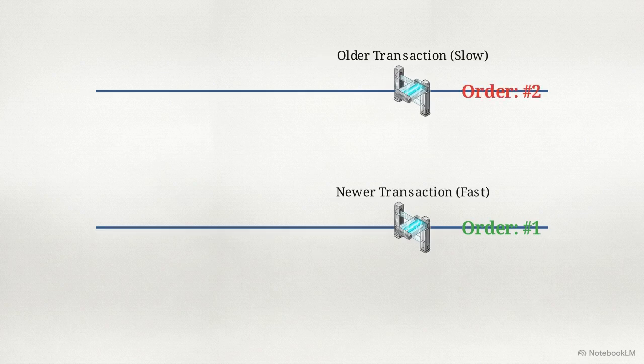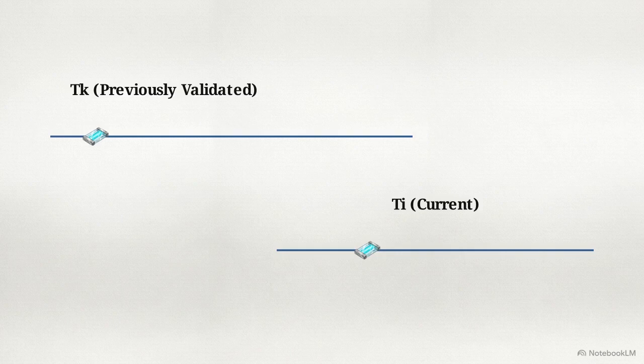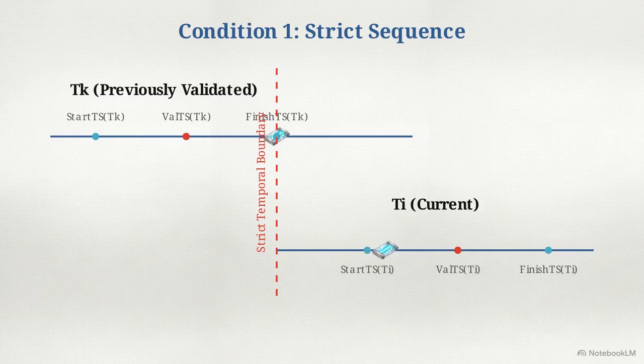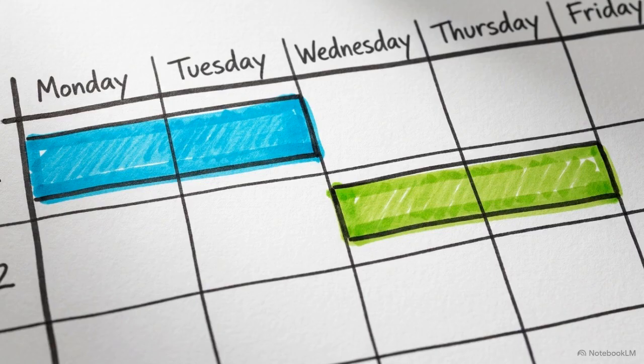To pass validation, our current transaction, TI, must compare its data access against every previously validated transaction, which we'll call TK. The simplest way to pass is through condition 1, strict sequence. This occurs if TK completes its write phase, meaning it reaches finish TS, before TI even begins its read phase at start TS. Since there is no temporal overlap between these 2 transactions, the serial order is maintained by default.